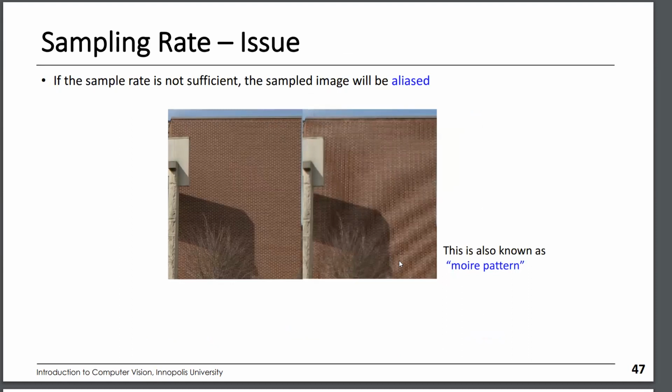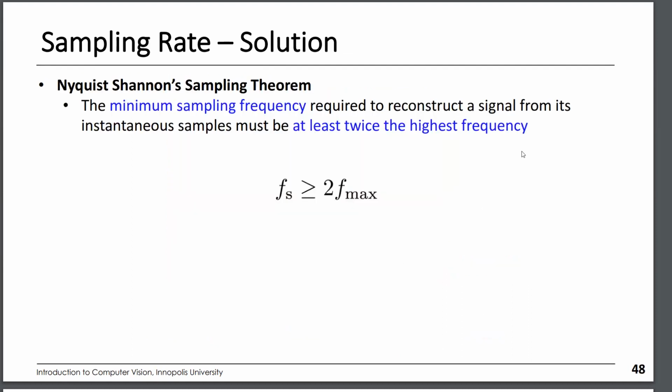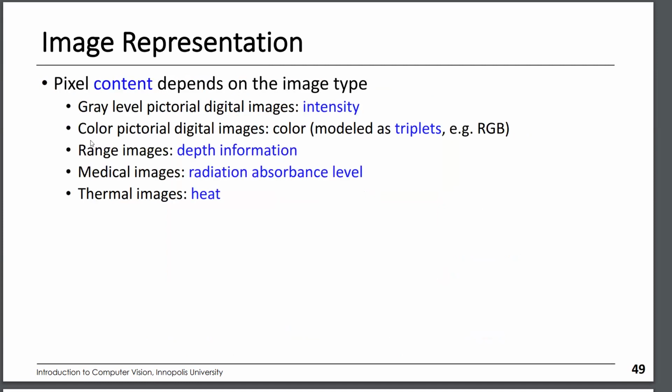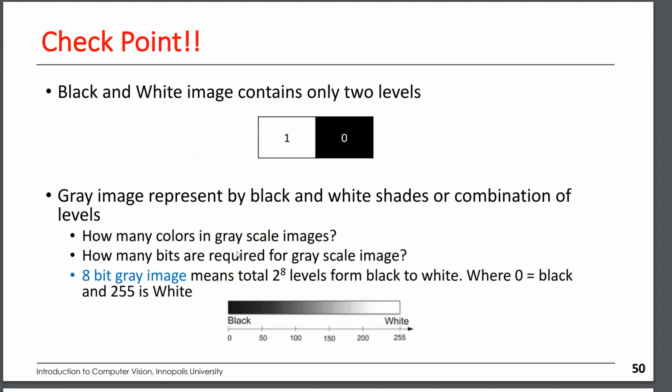Yeah, we spoke about the sampling rate, but it's not very much a problem of computer vision. This is more of a problem of photographers. Image representation. So we said you can have different grayscale images, RGB images, depth images, medical images, which could be 3D or 2D, and we have the heat images, right?